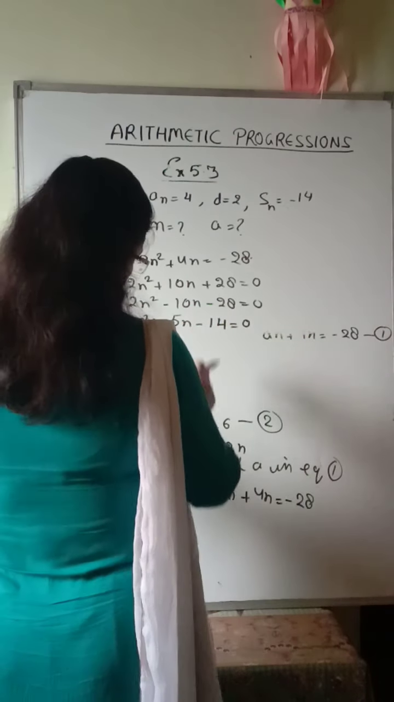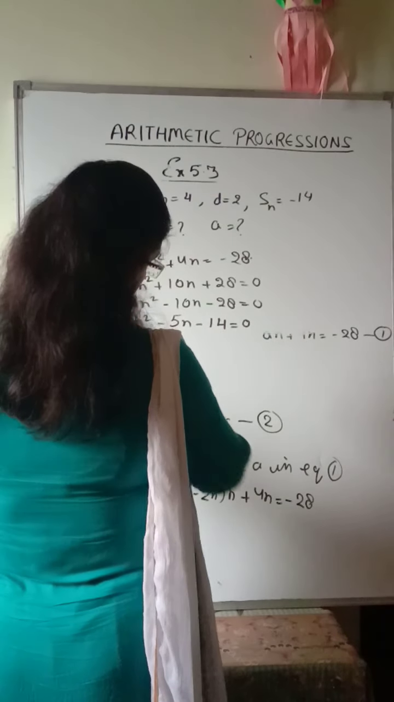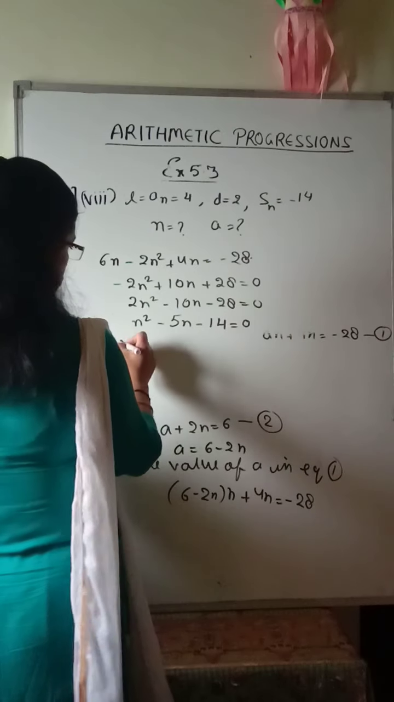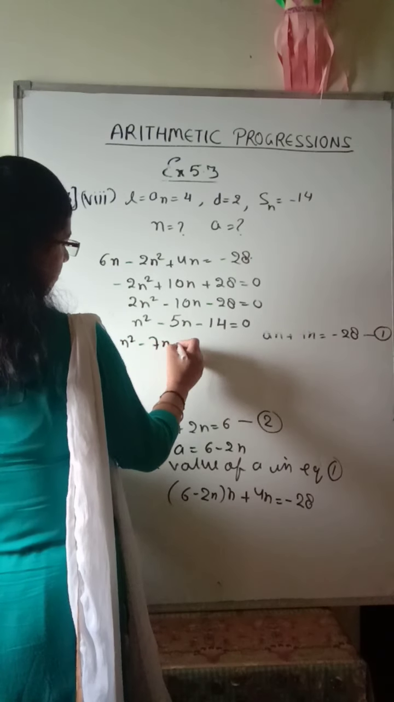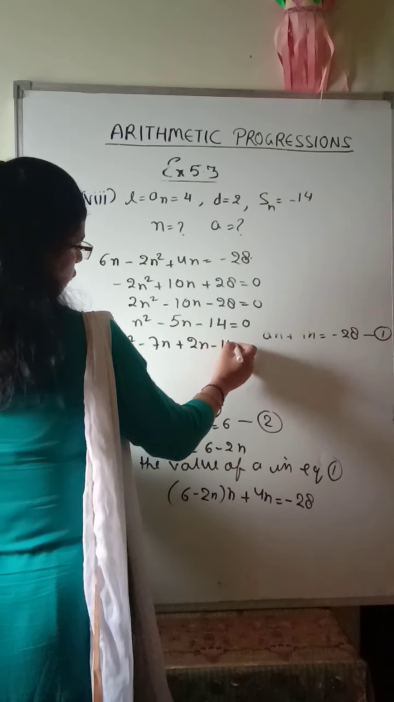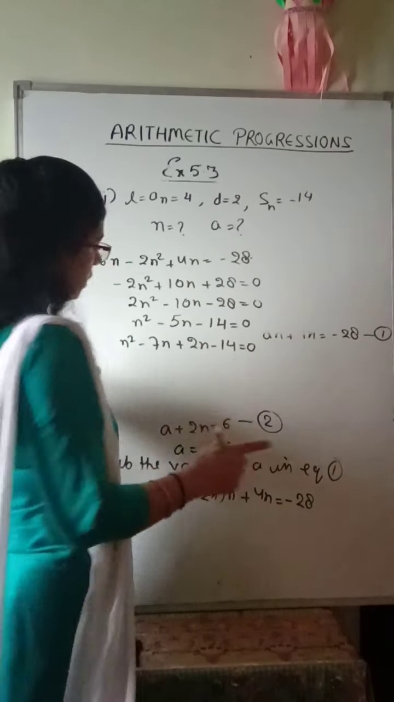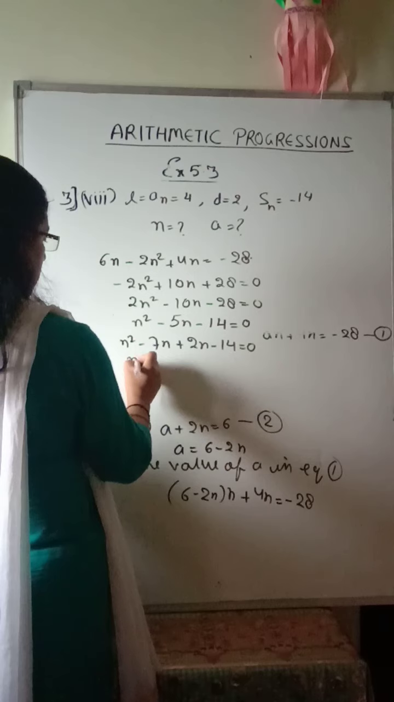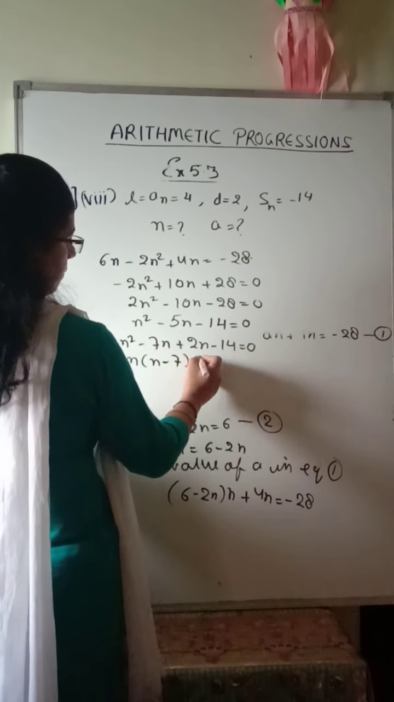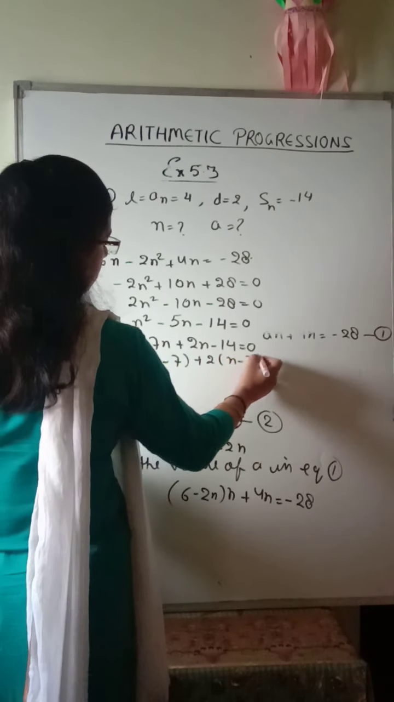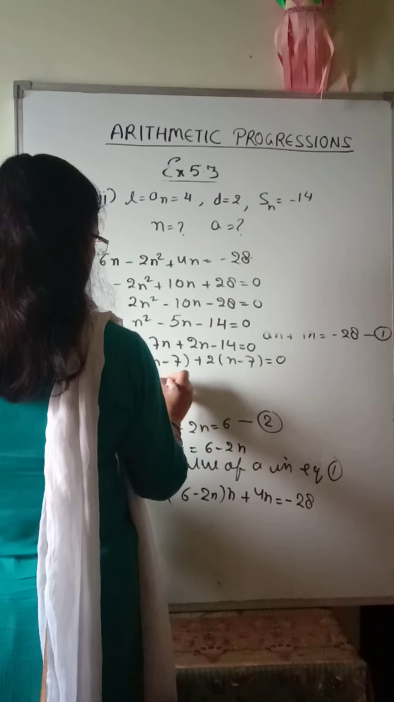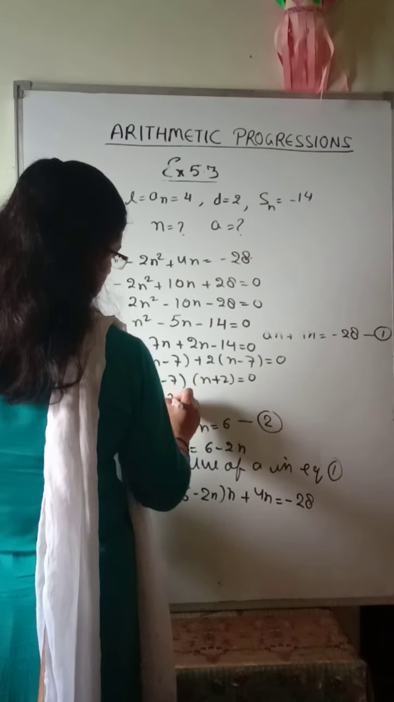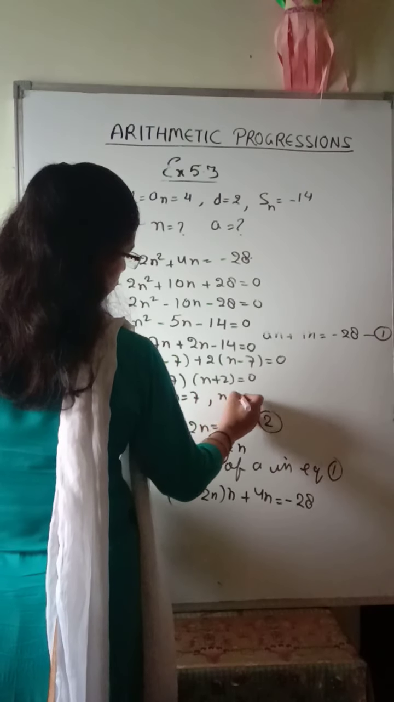ठीक है. So now we can simplify this. 14. 7 2 is 14. ठीक है. So n square minus 7n plus 2n minus 14 equals to 0. Splitting method. Okay. 7 minus 2 5. So minus 5 we got. n common लिया, n minus 7 plus 2 common लिया, n minus 7 equals to 0. So n minus 7 and n plus 2 equals to 0. So यहाँ से n equals to 7 आया and n equals to minus 2.